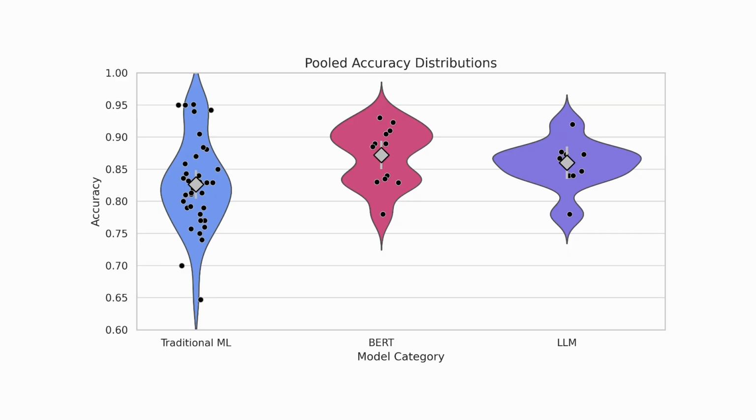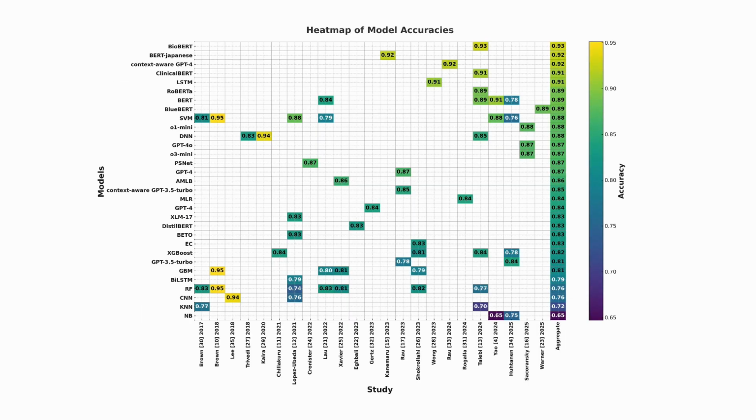of the 3 subgroups. The individual AI models were able to be plotted in a heat map, and if we look at the 10 most accurate models, 6 out of the 10 were from BERT-based models, 2 out of the 10 were LLMs, and 2 out of the 10 were traditional machine learning models.